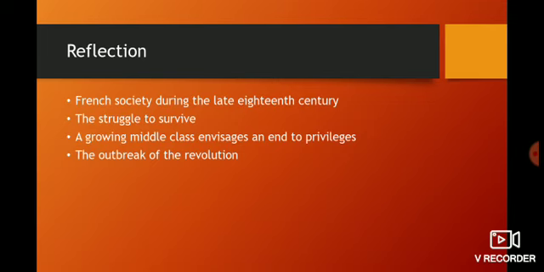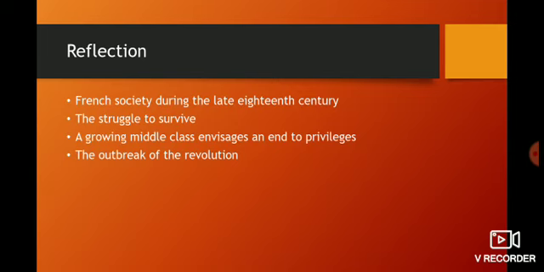So, a growing middle class envisages an end to the privileges. What is meant by that? The peasants, the farmers, started to protest against the government. Then, who spoke bravely, children? Who found the way? The people in the third estate who had developed. How did they develop? By means of trade. They exported woolen and silk textiles. They became administrative officials. They became lawyers. They became important persons through education. So they started to make their demands to the government. Is it clear?